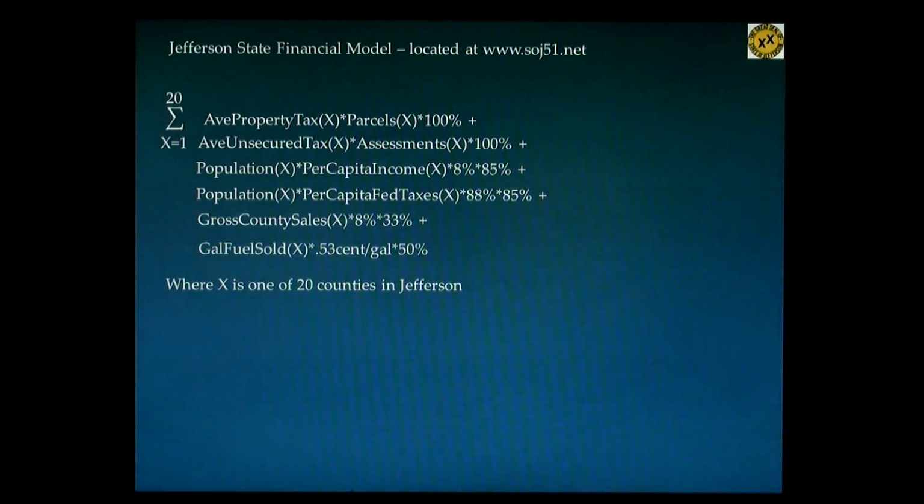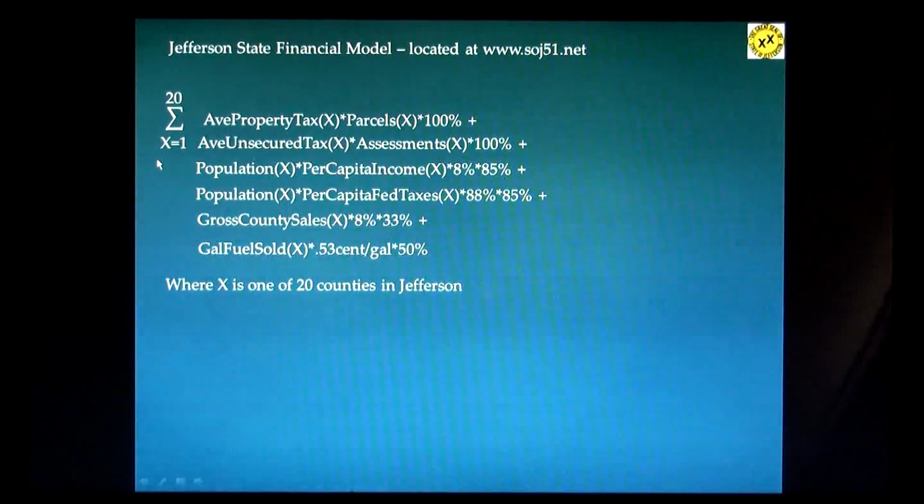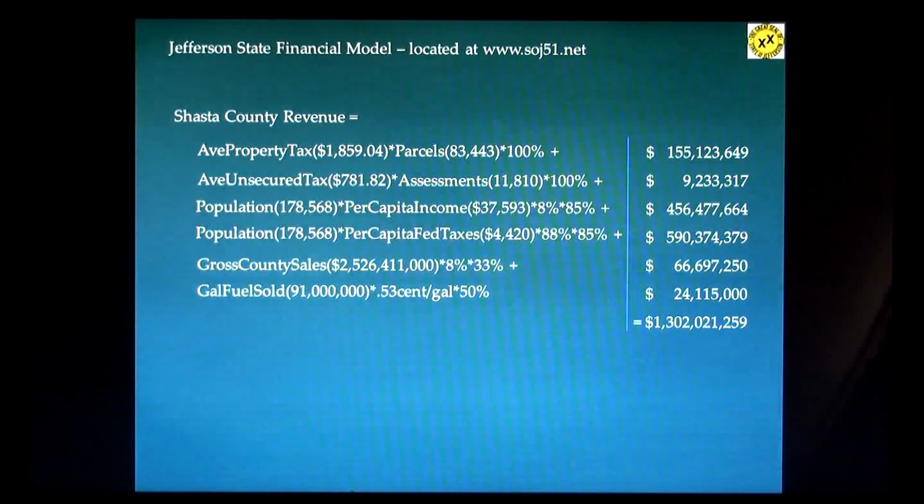So what we've talked about is what looks like a complicated mathematical formula for how each of these tax base pieces is summed for Jefferson and for Shasta County. So this is what Shasta County is going to be making. Their average property tax times the number of parcels, they get 100% of that. And same for the unsecured tax, for the assessments, they have 100% of that as well. The population times the per capita income times the 8% tax rate, and 85% of that comes to Shasta.